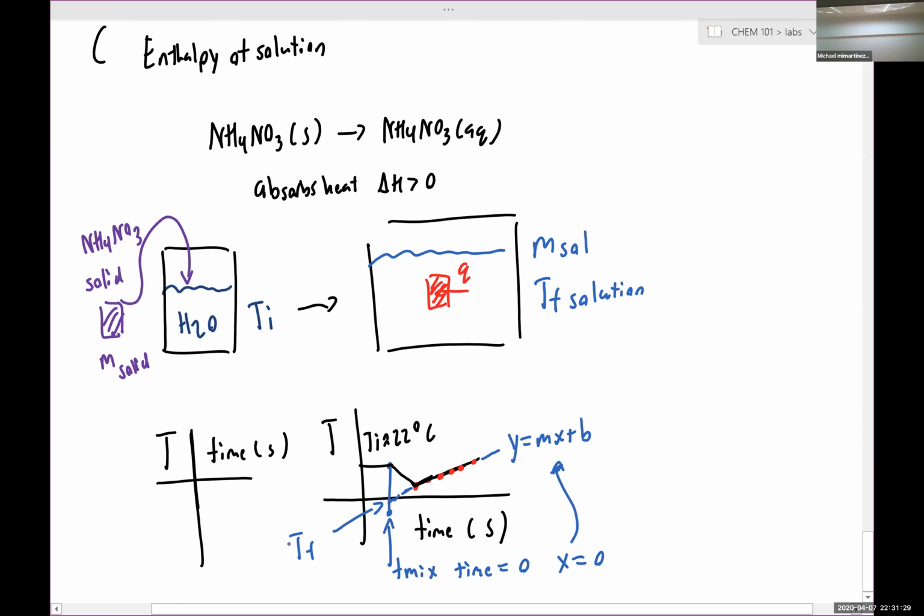So the reason why the temperature decreases is because the dissolving process absorbs heat. As it's absorbing heat from our water, as our water loses heat, the temperature of our water will drop. It's the exact opposite of our example for neutralization, where the reaction releases heat, and as a result, the water increases in temperature. Does that make sense?